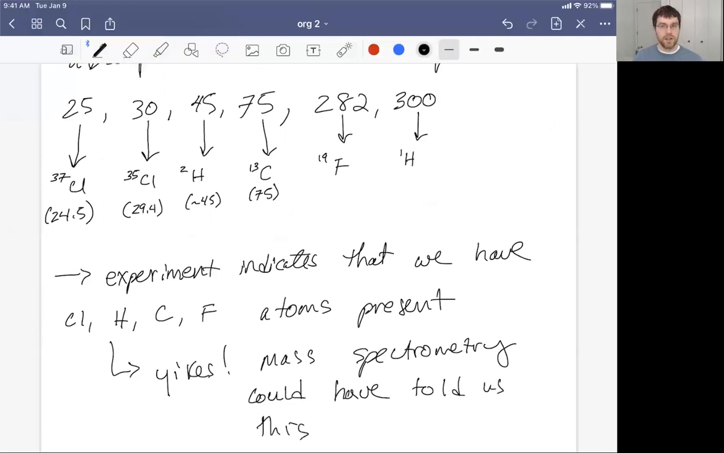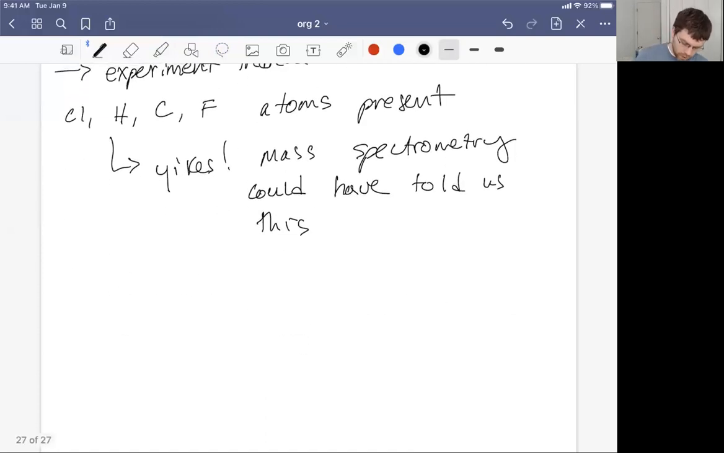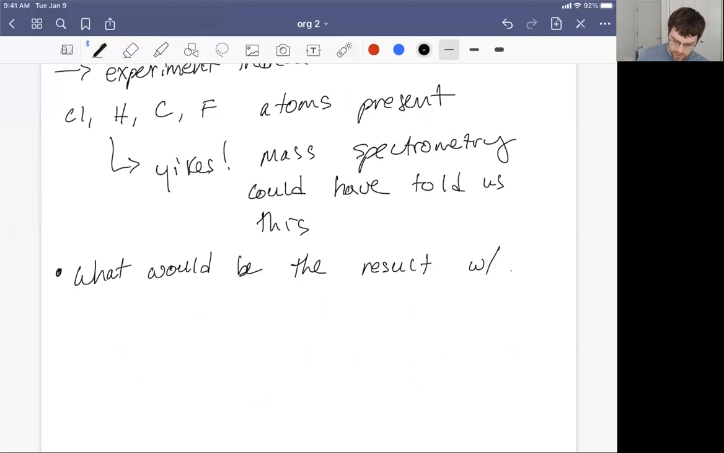Okay, all we have are the types of atoms present in the molecule. We don't even have the number of atoms. This is still a long ways away from a structure. Let's look at an example, okay? What would the experiment provide, or what would be the result with propane and benzene?